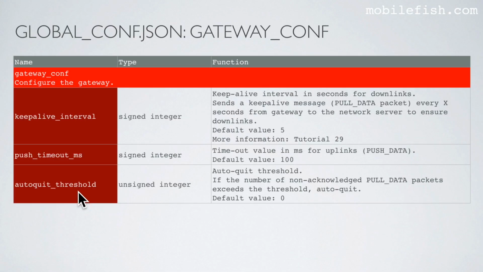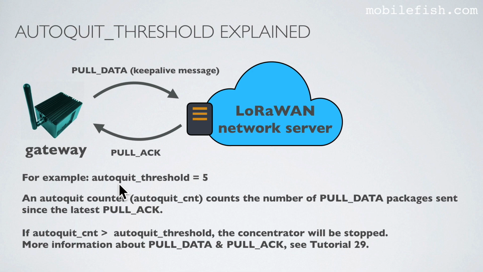This parameter contains the auto-quit threshold. If the number of non-acknowledged pull data packets exceeds the threshold, it auto-quits. The default value is 0. Here's an example. Let's assume auto-quit threshold is 5. An auto-quit counter counts the number of pull data packets sent since the latest pull acknowledge, as you can see over here. If the auto-quit counter is bigger than the auto-quit threshold, the concentrator will be stopped. More information about pull data and pull acknowledge, see tutorial 29.